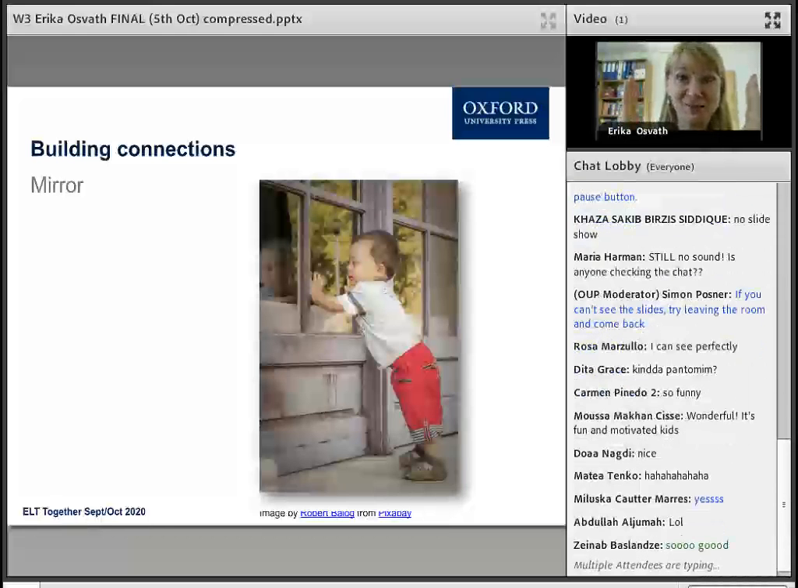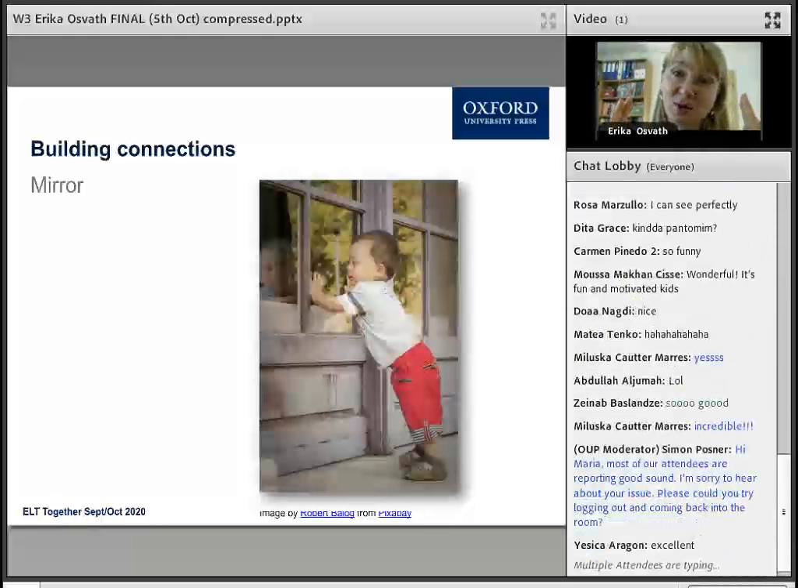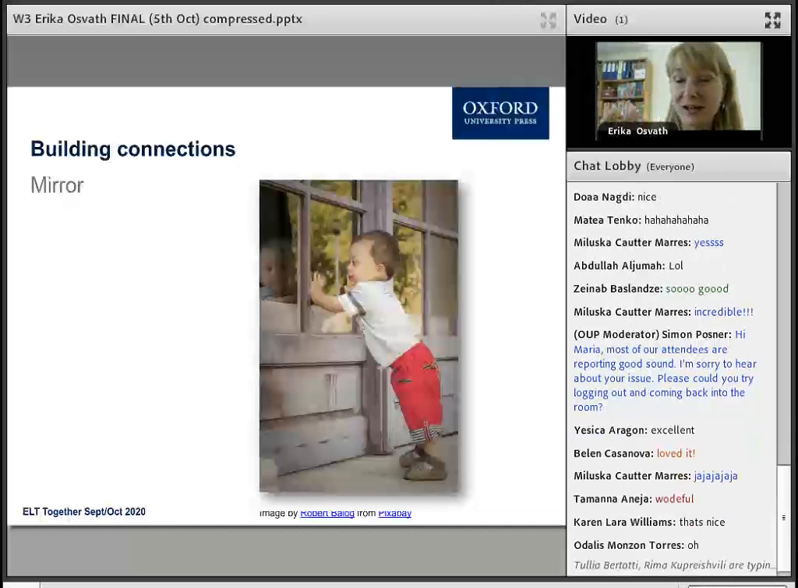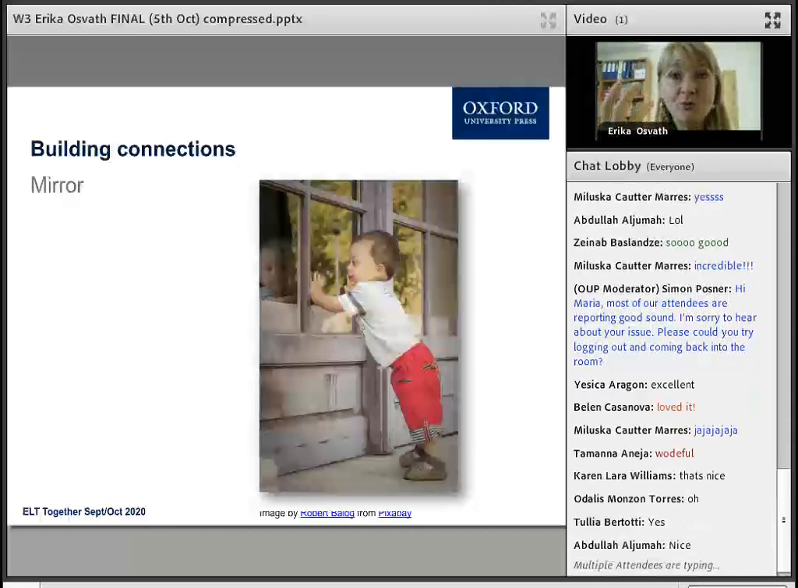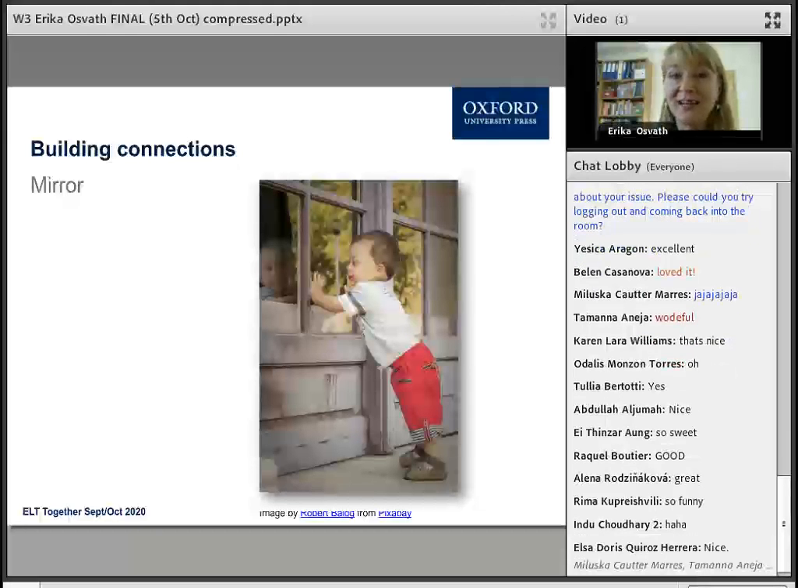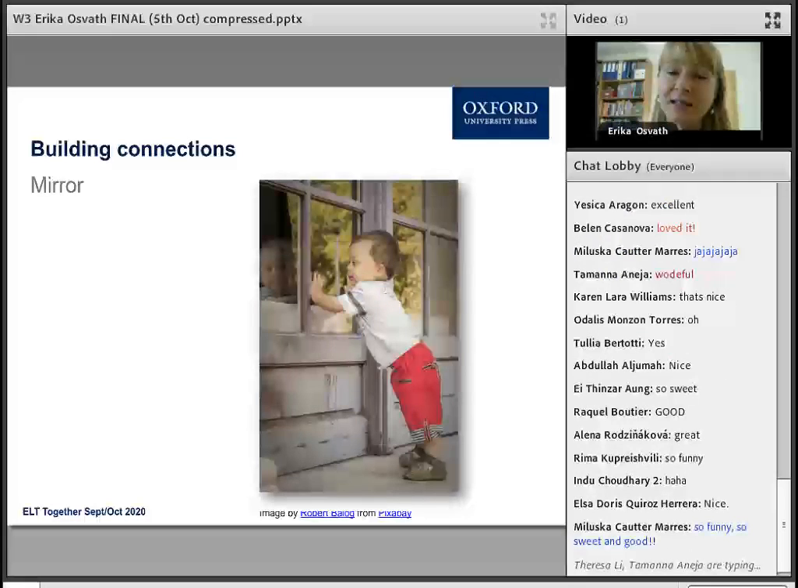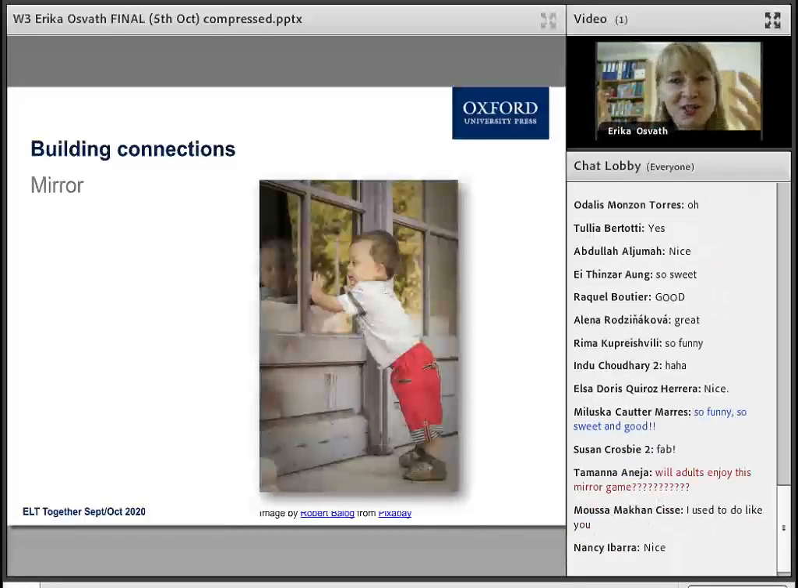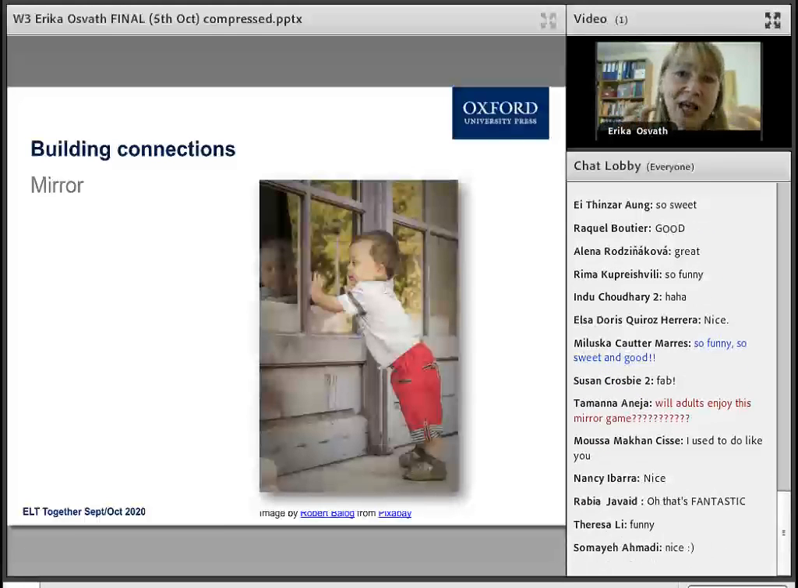that you put students into pairs, and you can do this in Zoom as well. One student does these movements very, very slowly, and the other one has to follow. So you really have to pay attention to the other person and to try and feel their vibes and try to anticipate how they will move. So it's a very nice activity to get them to connect to each other, even though they may not have the language to do that.